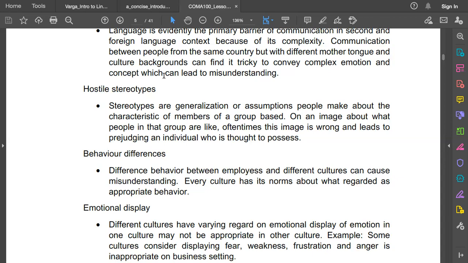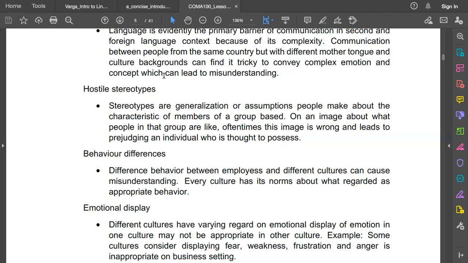Okay? Behavior differences. Differences in behavior between employees of different cultures can cause misunderstanding. Every culture has its norms about what is regarded as appropriate behavior. So that's why there is what we call ethics for every field. There is a code of ethics for every profession, so that you can know how to act accordingly based on your profession.